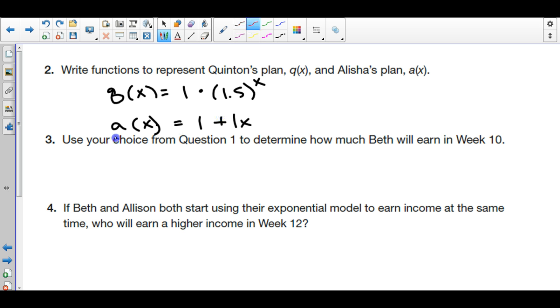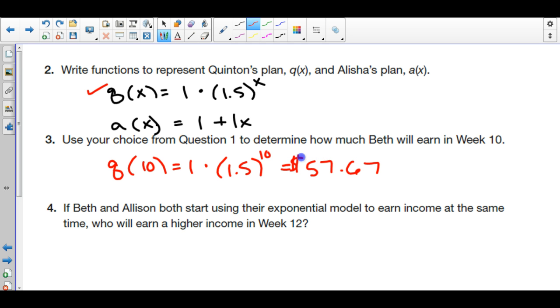Okay, so it says, use your choice from question 1, determine how much Beth would earn in week 10. So that's if she were to go with Quentin's option. We're assuming that she's going with this exponential one because she's a smarty pants. So q of 10 would be 1 times 1.5 to the 10th power. And again, you can just throw this right in your calculator from left to right, which is the same thing as 1.5 to the 10th power. And she would get $57.67.